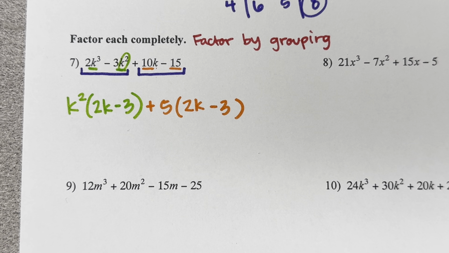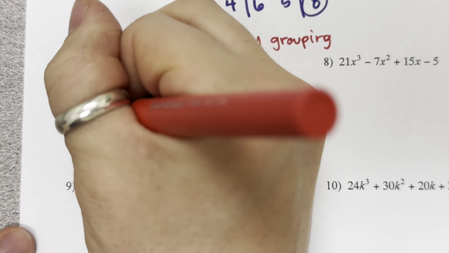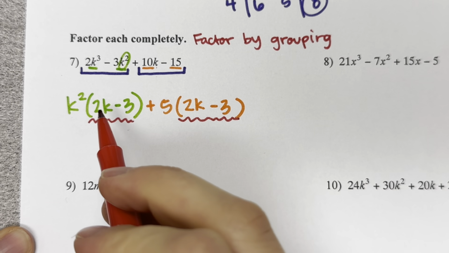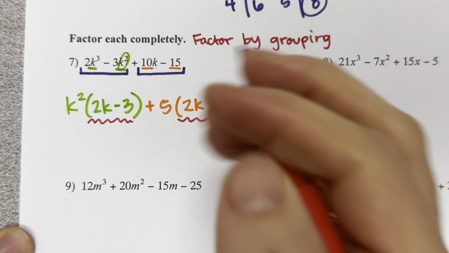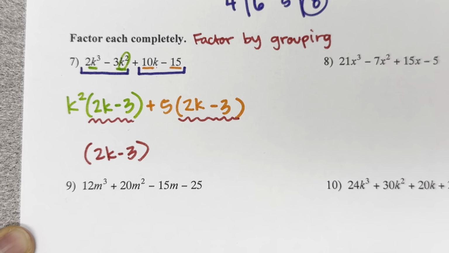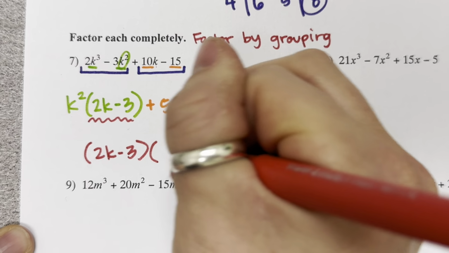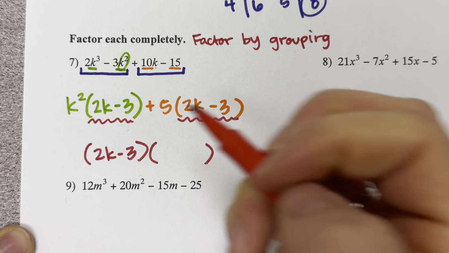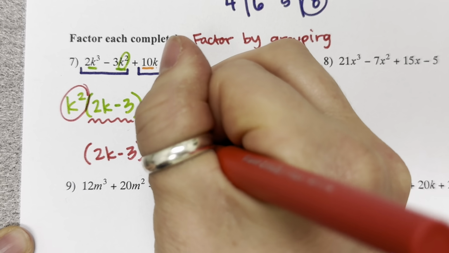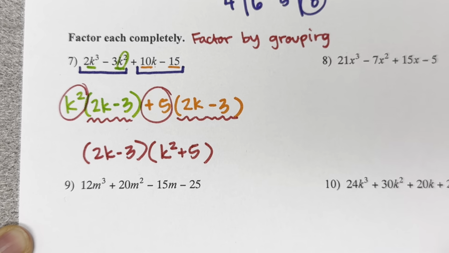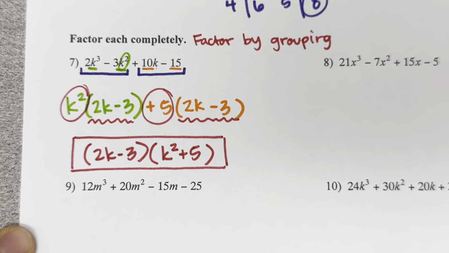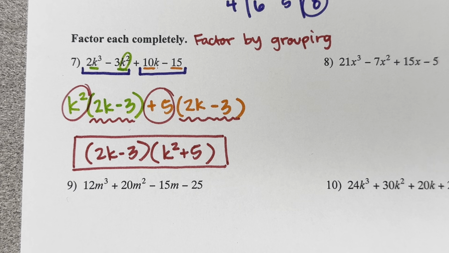Now here's what I want you guys to notice. You should always get a piece, a factor, that is exactly the same: 2K minus 3 and 2K minus 3. Well, this becomes 1 factor: 2K minus 3. Our second factor is whatever's on the outside. So then I have K squared plus 5 as my second factor. And we are done. Factored by grouping.